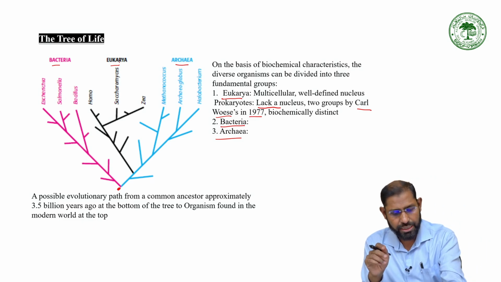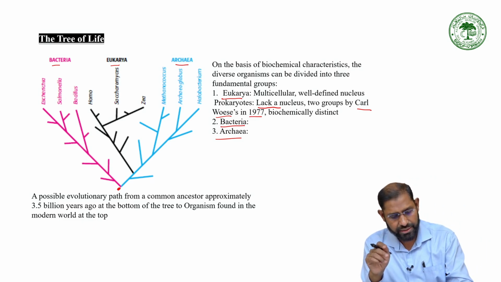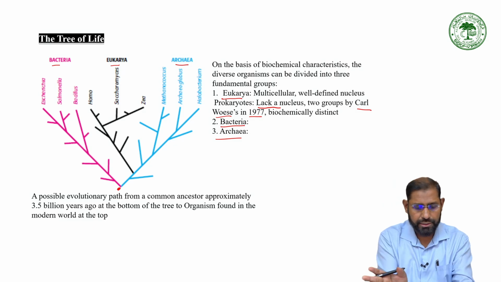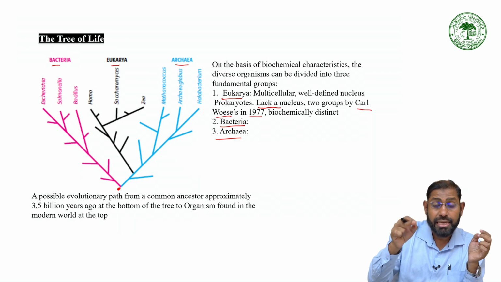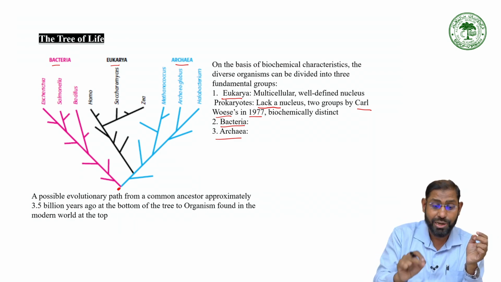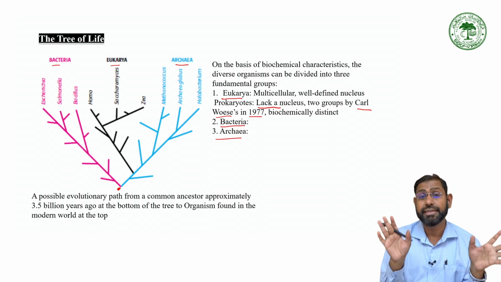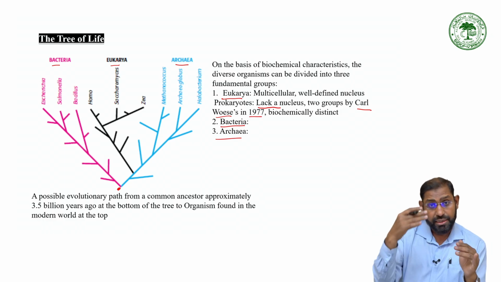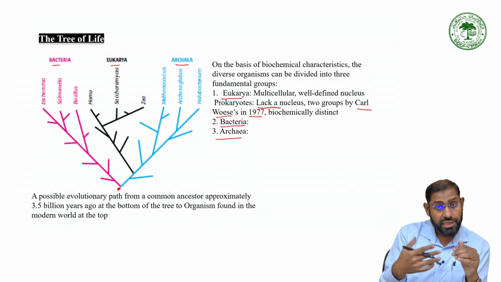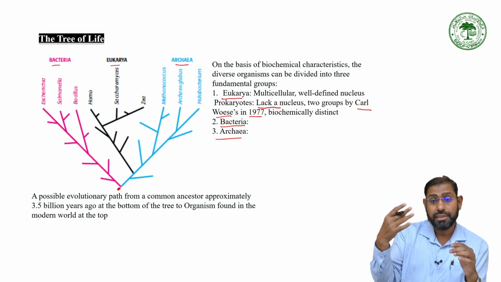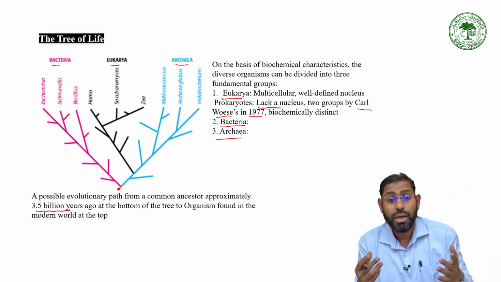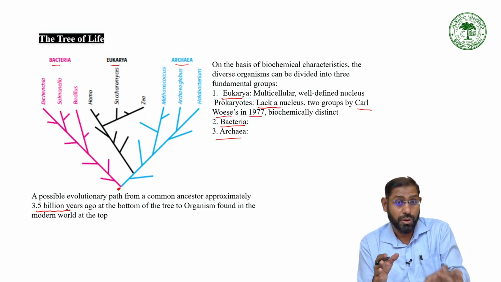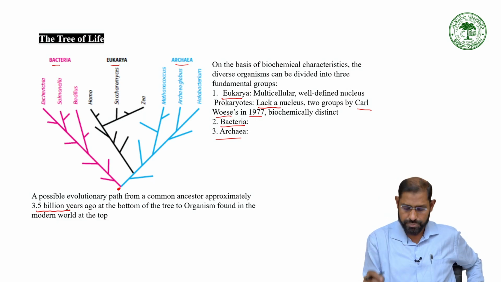Both bacteria and archaea diversified at a very early stage, and then from archaea the eukaryotes formed, with well-defined multicellular organization and a well-defined nucleus in the case of eukarya, but not in bacteria and archaea. We consider this evolutionary path from the common ancestor to be approximately 3.5 billion years ago, and they form the bottom of this tree, with the modern world at the top.